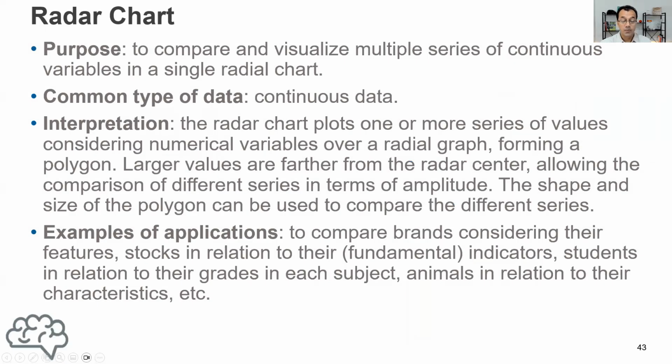The radar chart is very interesting as well, because it allows us to compare and visualize different series of continuous variables in one single radial chart. It's usually used for continuous data. When we define the variables that we are going to observe and plot them in the radar chart for the objects in our data set, we have a polygonal shape, or a polygon. This polygon allows us to compare different series of variables.